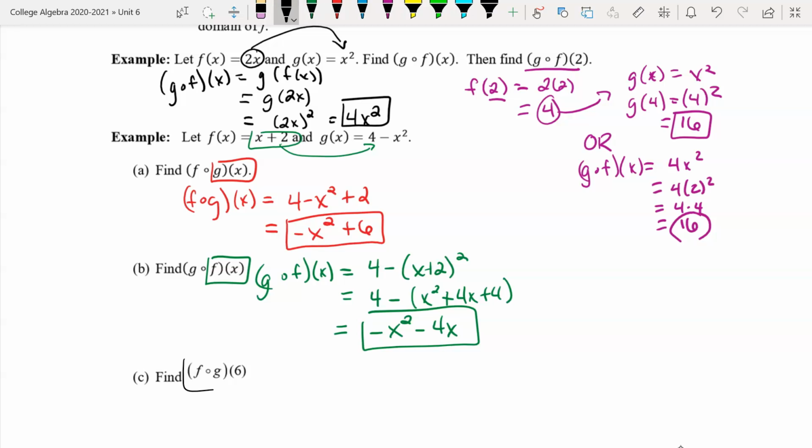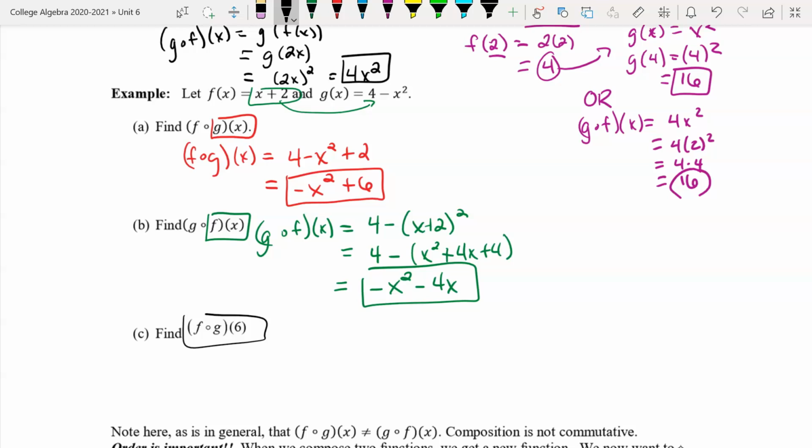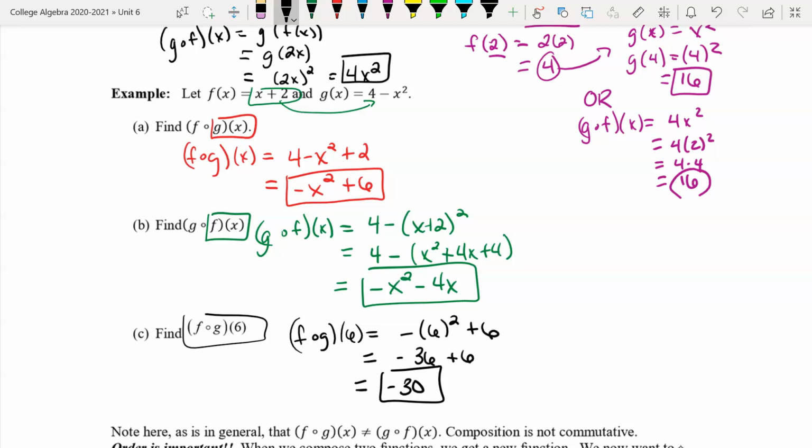Now f of g of 6, right? We've already found f of g. We know it's negative x squared plus 6. So I can just plug in my 6 there. And solve it. So I end up with negative 30. So negative, and I plugged in x squared plus 6. So I plugged in 6 for that x, squared it, and applied the negative, and then added 6 to get negative 30.